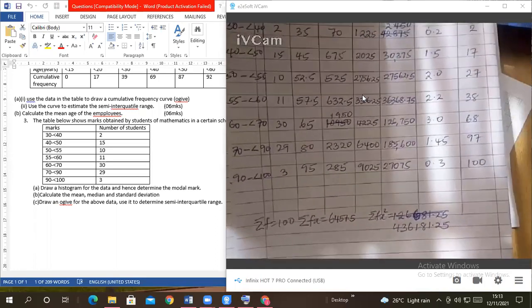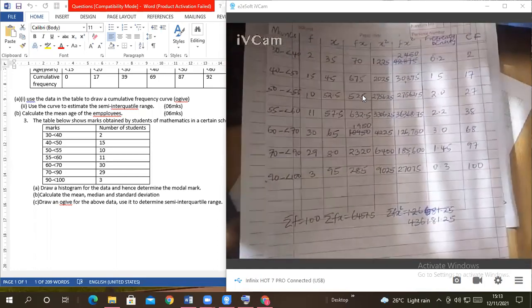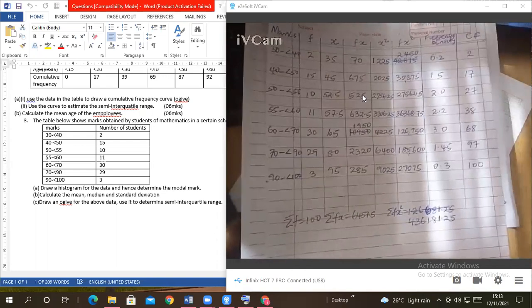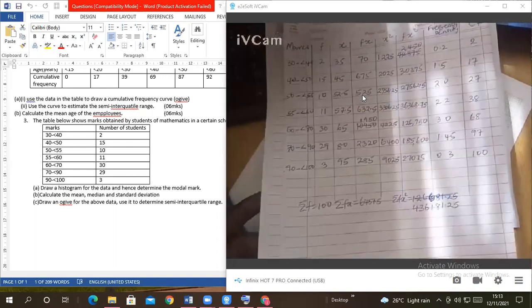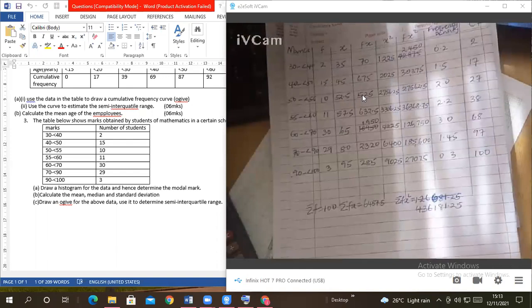Do you have any questions? The problem was drawing the histogram for different class widths. Any questions, members? Any questions?